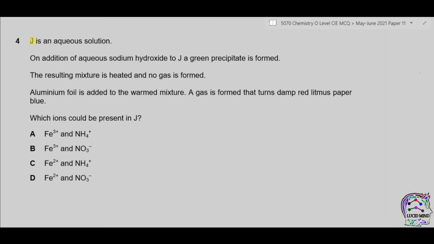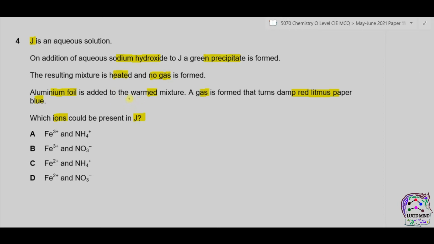Question 4. J is an aqueous solution. On adding aqueous sodium hydroxide to J, a green precipitate is formed. The resulting mixture is heated and no gas is formed. Aluminum foil is added to the warmed mixture. A gas is formed that turns damp red litmus paper blue. Which ions could be present in J?